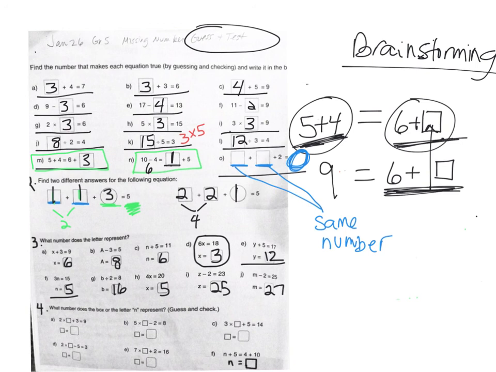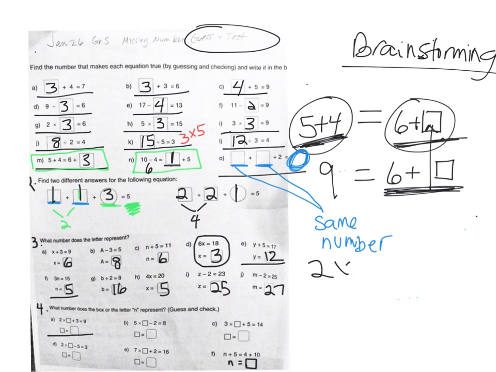Going down to number 4. What number does the box or the letter N represent? So in all of these cases, boys and girls, the box is an unknown letter. N is an unknown letter. Let's take a look at A. 2 multiplied by an unknown number added to 3 equals 9.